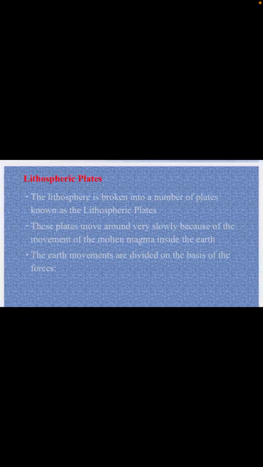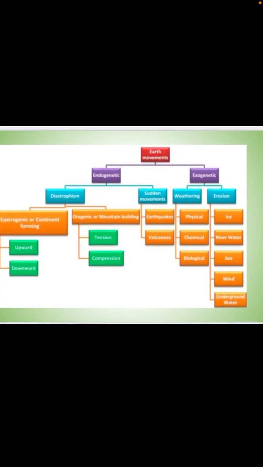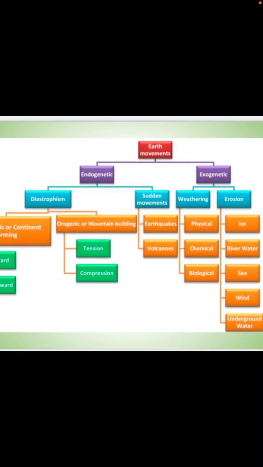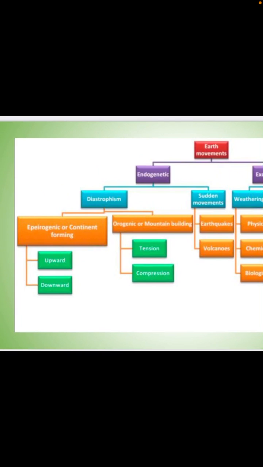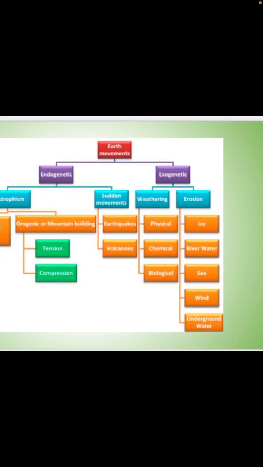The earth movements are divided on the basis of the forces. Already we saw in the previous chapter what happens inside and on the exterior of the Earth. Similarly, earth movements are endogenic and exogenic. Endo means the origin is inside, and exo means the origin is outside. Endogenic means sudden disruptive movements, like earthquakes and volcanoes. We will discuss this in detail. Next is exogenic, which includes ice, river water, seas, winds and underground water.